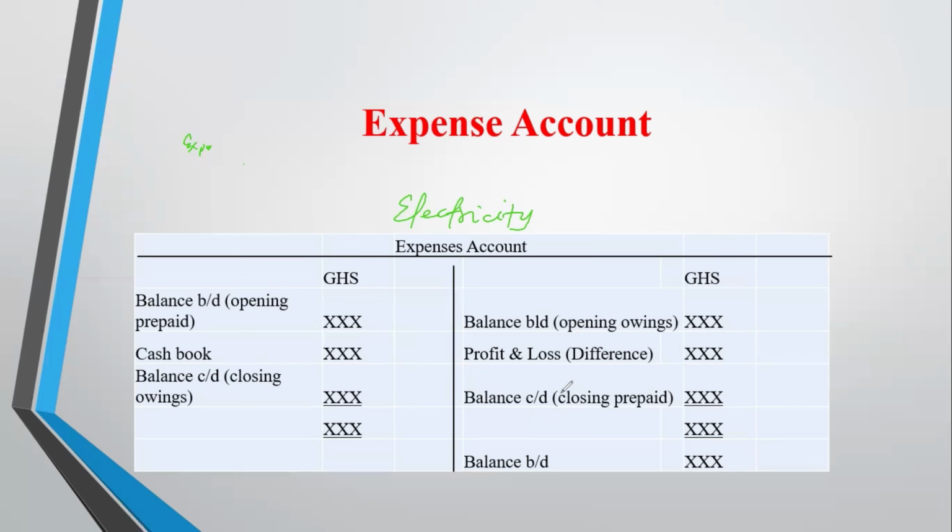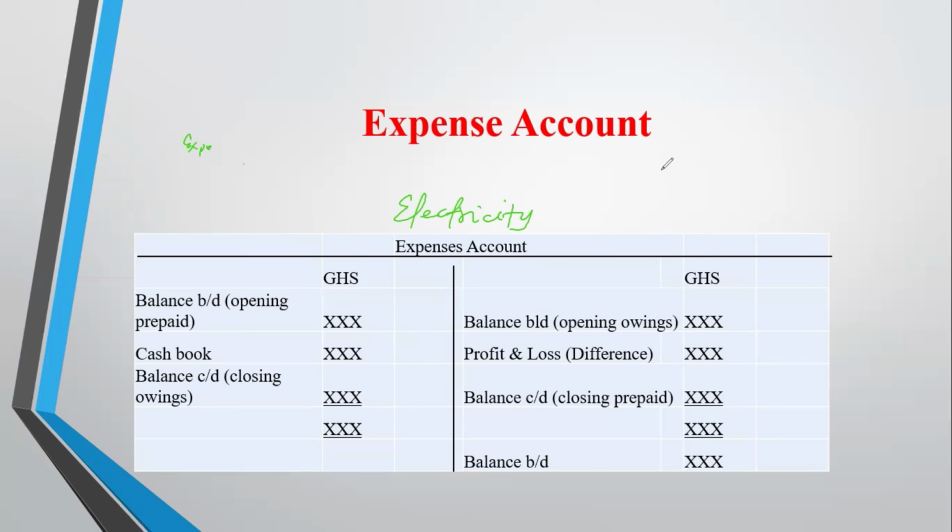That is it. Then let's come to the opening for the credit side. The opening for this one is opening owings. Why is opening owings on the credit side? Expenses owings is treated as a current liability.